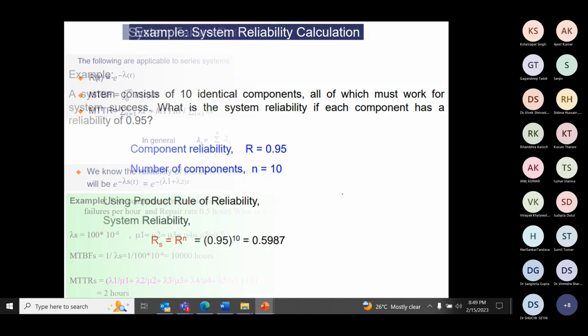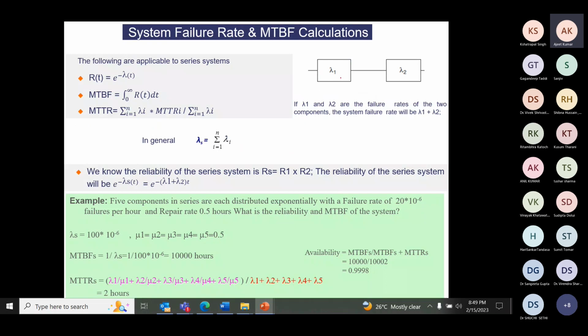That's all. Suppose you have the lambda. Lambda means you don't have reliability of the system, but you have lambda, the failure rate of each. Lambda 1 and lambda 2, so you sum together, you find the lambda s. Reliability means e to the power minus lambda s t, and this way you can do it. Okay, this is the way you can do it for a series system.